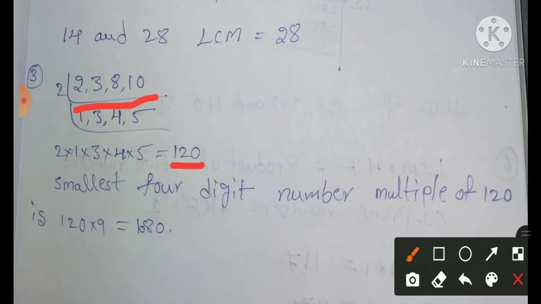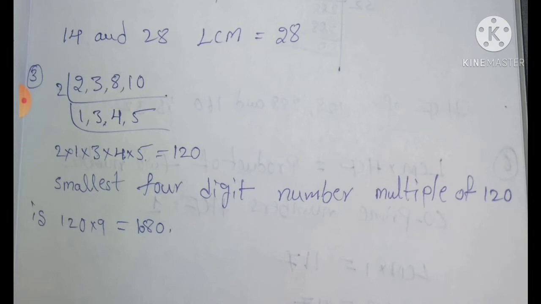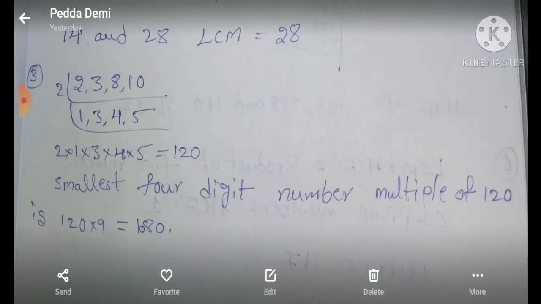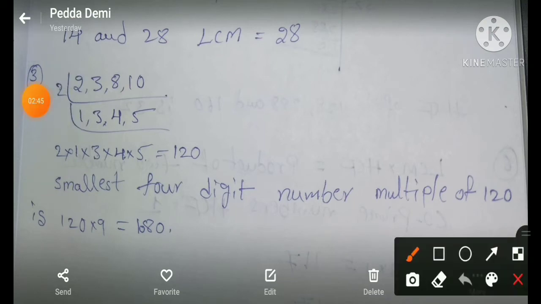So we need to find now the smallest 4-digit number that is a multiple of 120. Okay, that means 9 times 120 is 1080. 1080 is the smallest number that will be divided by 2, 3, 8, 10 completely. Okay, next.